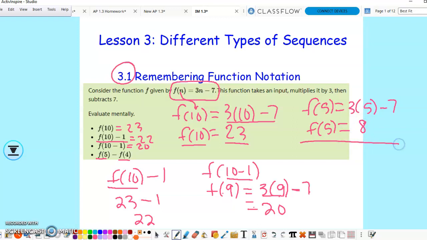Then separately, we find the value for f of 4. So plug 4 into the equation. 3 times 4 is 12, minus 7. F of 4 is 5 because 12 minus 7 is 5. So then we just need f of 5, which is 8, minus f of 4, which is 5. So this has a value of 3. That's your function notation. That's going to get us ready for writing the different types of functions.